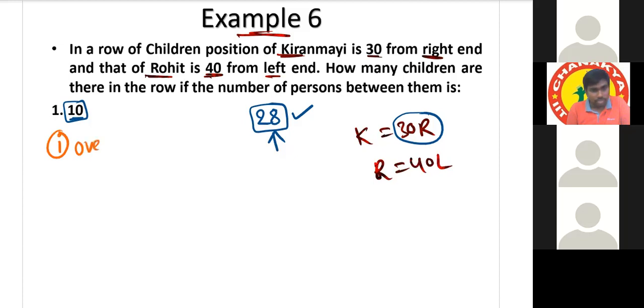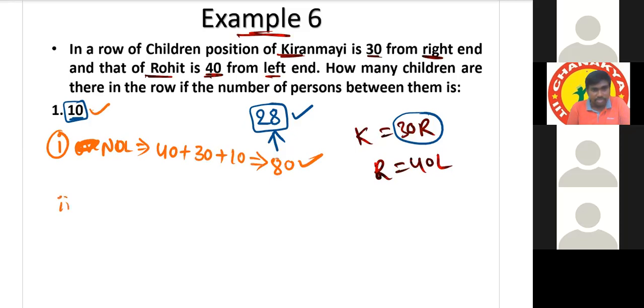First we'll do non-overlap. That is easy. Left position is how much? 40. Right position is 30, plus the persons in between, which is 10. How many are there in the row? 80. That is one possible answer.